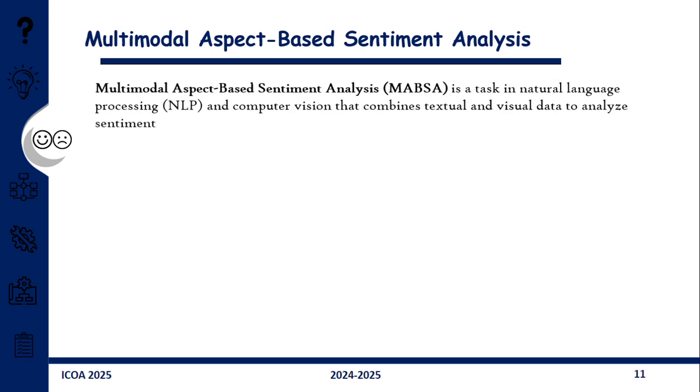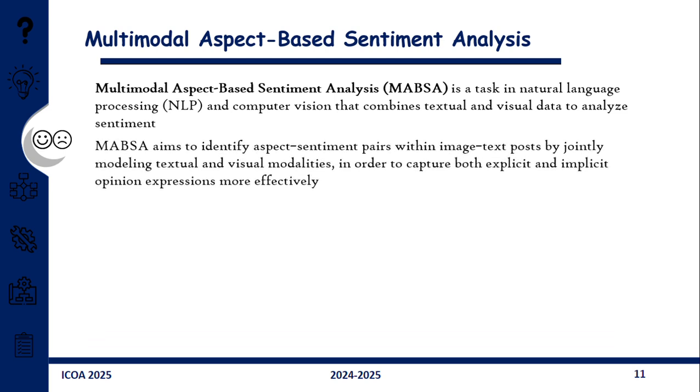Multimodal aspect-based sentiment analysis is a task in natural language processing and computer vision that combines textual and visual data to analyze sentiment, which aims to identify aspect-sentiment pairs within image-text posts by jointly modeling textual and visual modalities in order to capture the information from textual and visual sources.